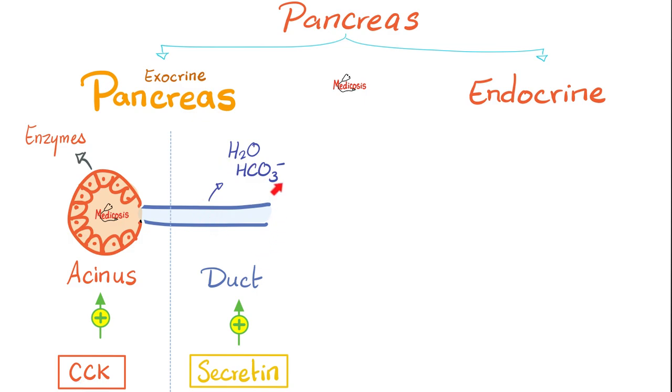But if I want to secrete water and bicarbonate into the duodenum to neutralize the acidity coming from the stomach, I will need to call upon secretin, which comes from the S cells in the upper part of the small intestine, and it's going to stimulate the duct of the pancreas, not the acinus, but the duct, to secrete water and bicarbonate.